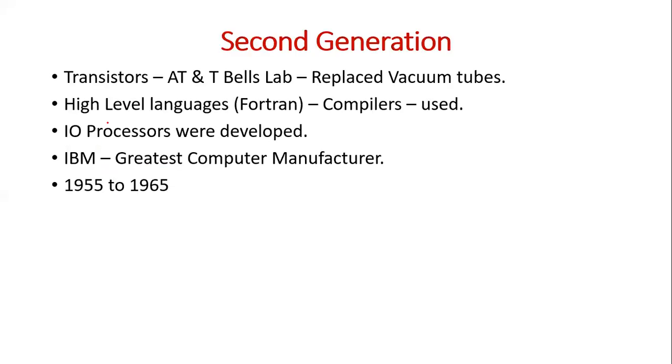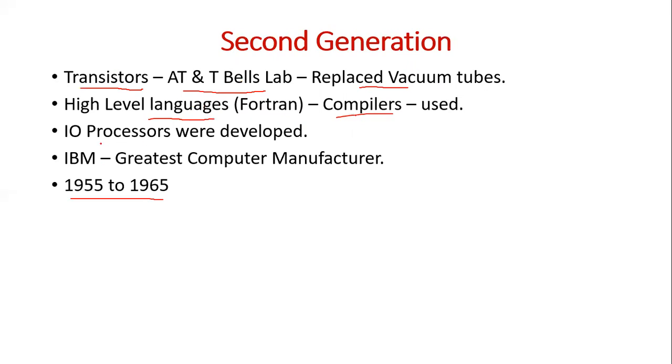Then coming to the second generation computers, this is during the period 1955 to 1965. During this time, transistors were introduced. Transistors were first introduced by AT&T Bell Laboratories, and these transistors replaced the vacuum tubes used in the first generation computers. In the second generation computers, high-level languages like Fortran were created. If high-level languages were there, then obviously there should be compilers which compile these languages into object code. So this kind of compilers were also used.